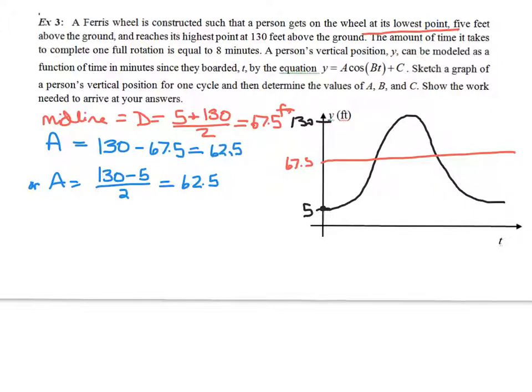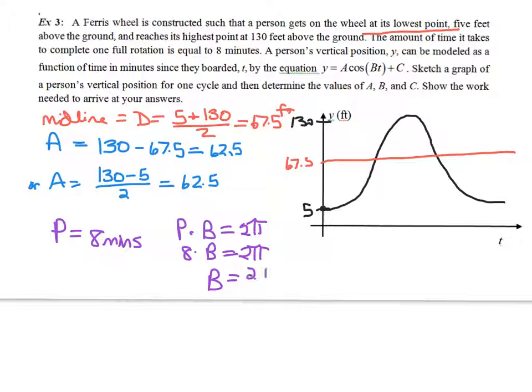The last thing we want to take a look at is our frequency and the period. So we know, of course, that it takes 8 minutes to go completely around just one time. So that's going to tell us that our P value is equal to 8 minutes. We need B for our equation, so we're going to say P times B is equal to 2 pi. 8 times B is equal to 2 pi, so solve for B. Dividing both sides by 8, I get pi over 4.